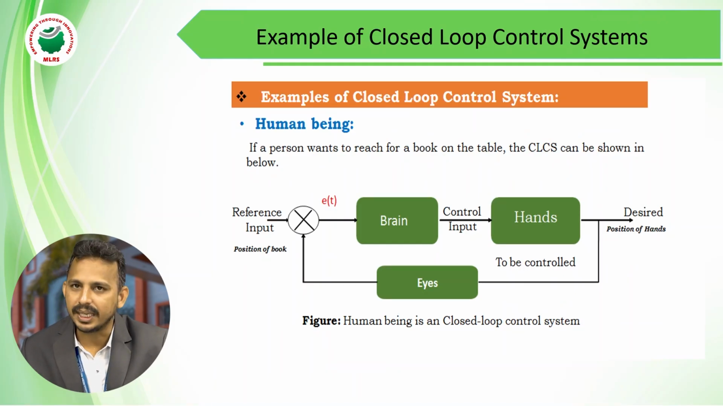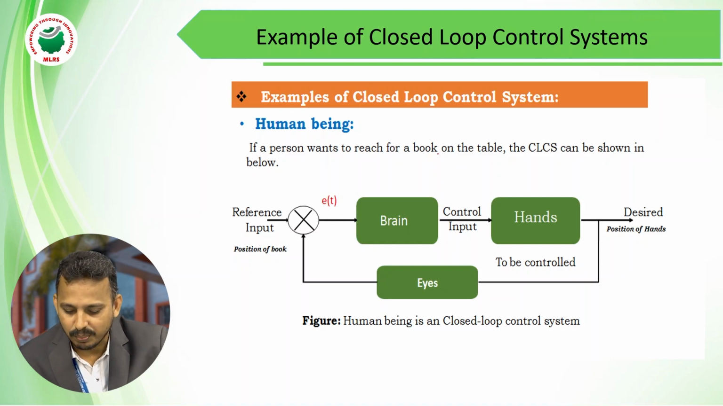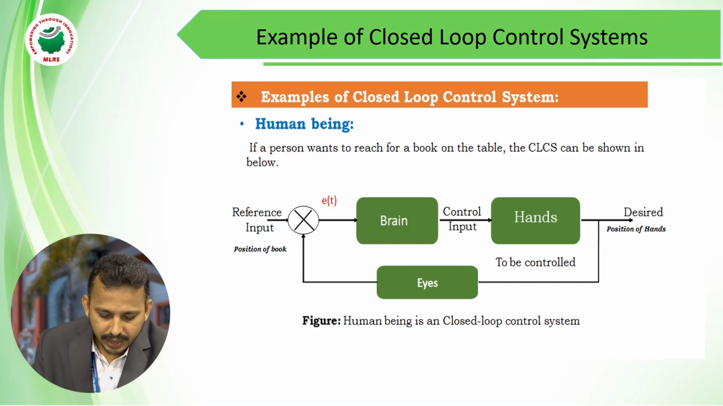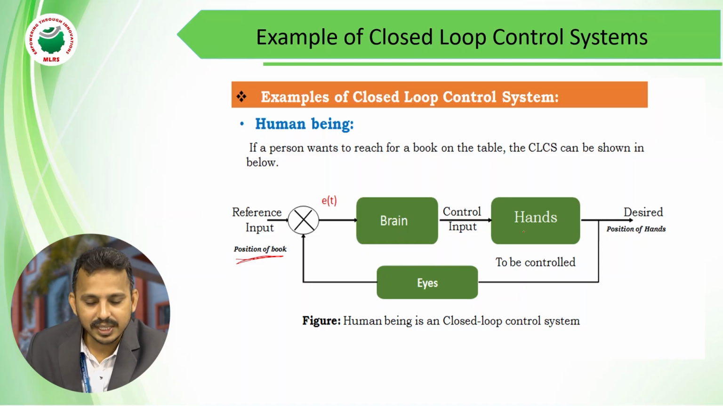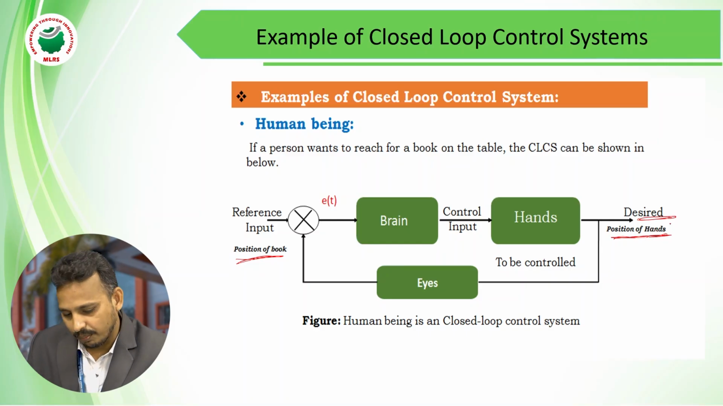So human beings are actually complex control systems. If a person wants to reach a book on a table, the closed loop control system can be shown in the figure. See here, my reference input is the position of a book. My eyes are the feedback elements, the brain is the controller, and the hands are the process or plant. So the desired output is that I want to reach the position of the book, and I have to take that book in my hand.